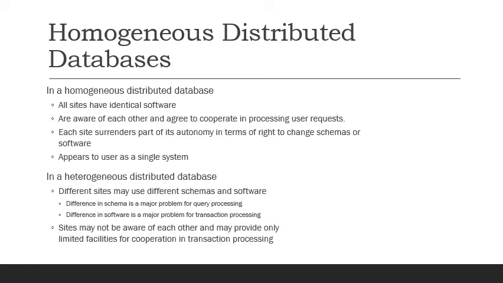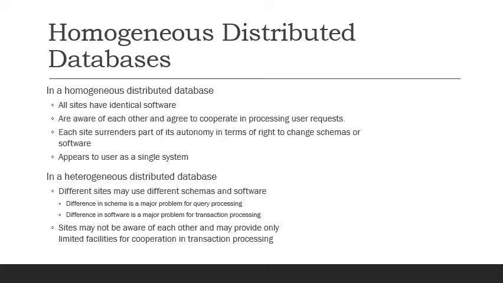Now let's see homogeneous and heterogeneous databases. In a homogeneous distributed database system, all sites have identical database management system software. They are aware of one another and agree to cooperate in processing users' requests. In such a system, local sites surrender a portion of their autonomy in terms of their right to change schemas or database management system software, since sites must contain identical software. That software must also cooperate with other sites in exchanging information about transactions to make transaction processing possible across multiple sites.